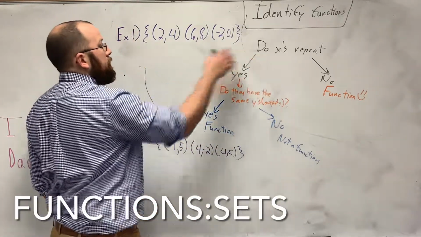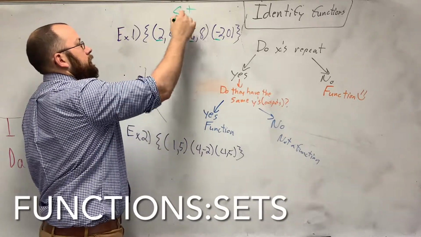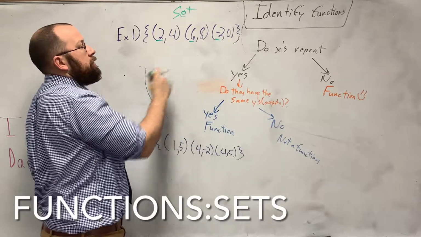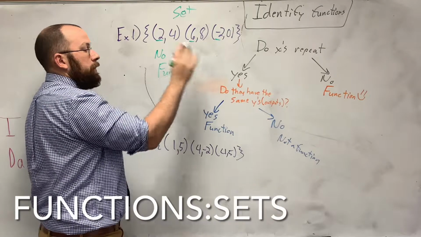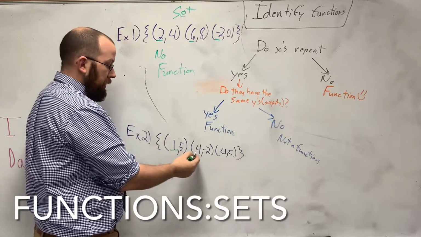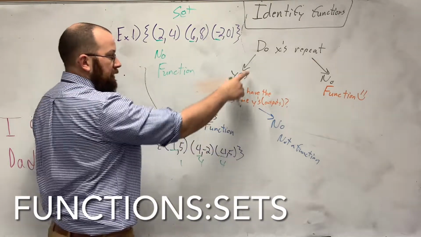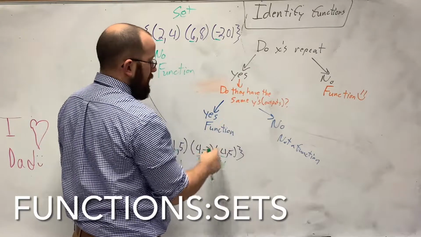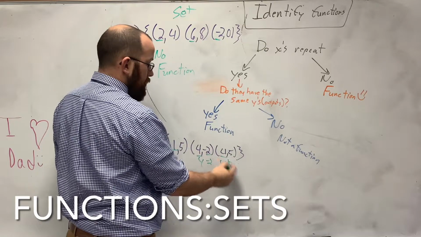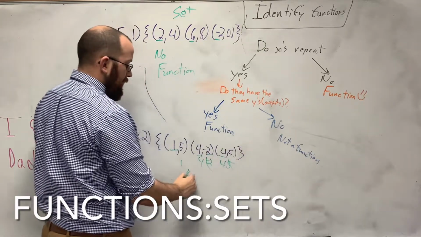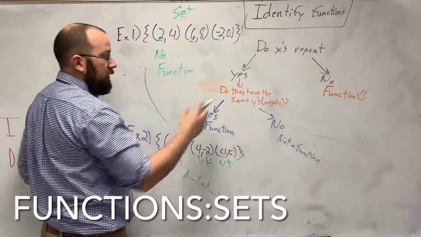So the first thing you always need to ask yourself is, do the x's repeat? So this is from a set. Do any of those x's repeat? No. This is automatically a function. Don't need to go any further. Here, do the x's repeat? I have a 1, I have a 4, and I have a 4. Yes, they do repeat. Do they have the same y's? So this is -2 and 5. Those are not the same thing. No, so not a function. And it's that simple. Just follow my chart and you'll be good.